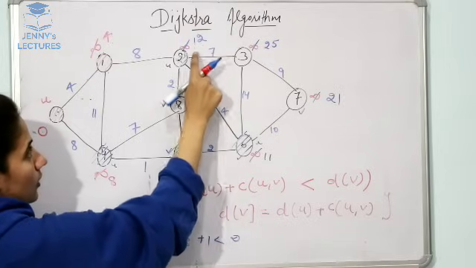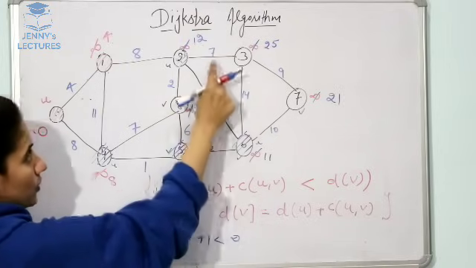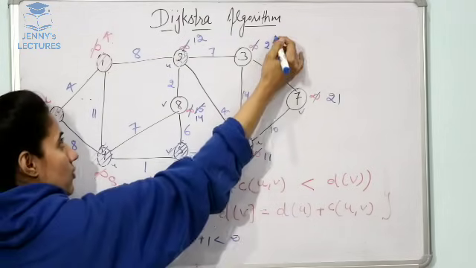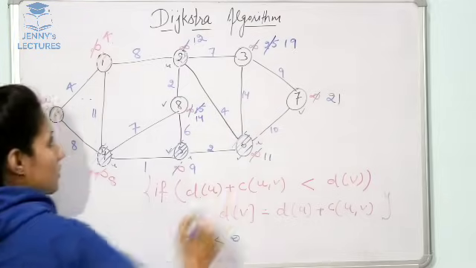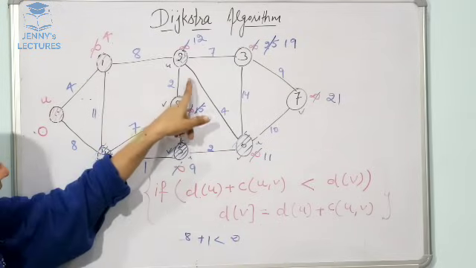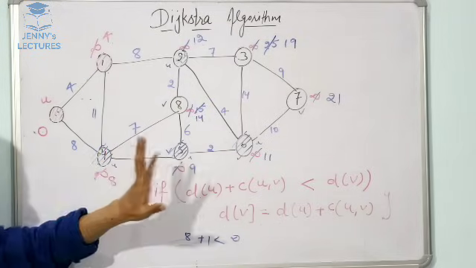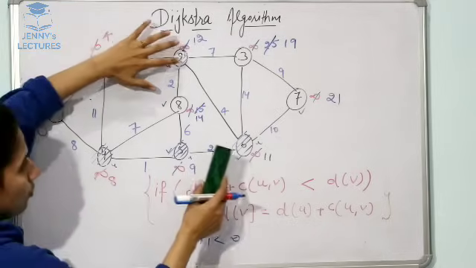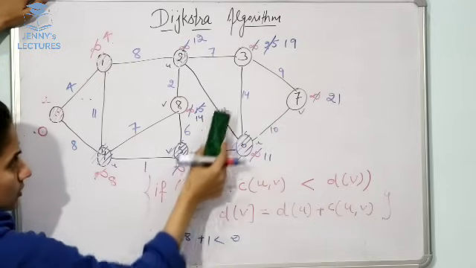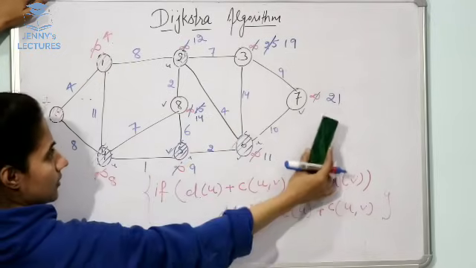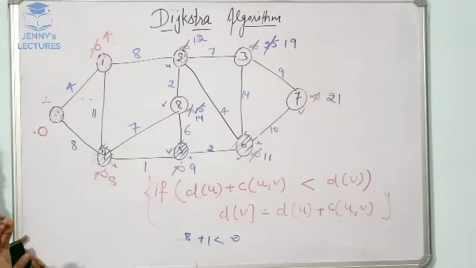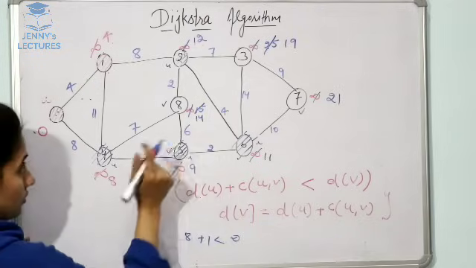Distance of u is 12. The cost of this u to v is 7. 12 plus 7 is 19 and 19 is less than 25, so we will update this one. This would become 19. Okay. Now, we will not update this one, we will not update this one. It's done. Now, out of these 3 unvisited nodes, which is having shortest distance, this one is having 14, this one is having 19, this one is having 21. Then we will select this 14 because this is having the minimum distance.